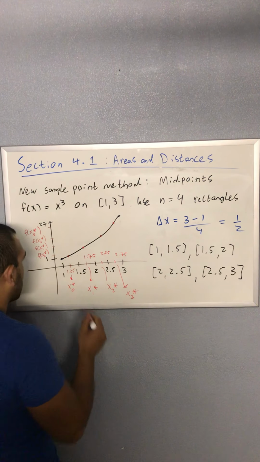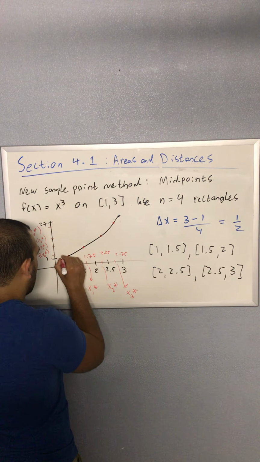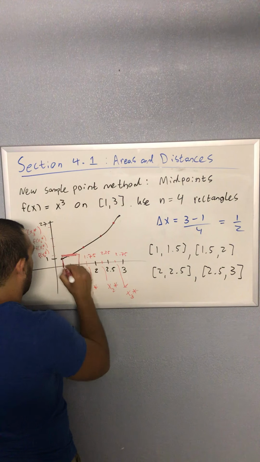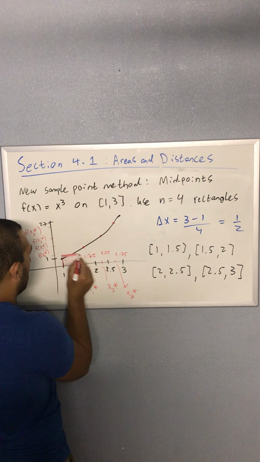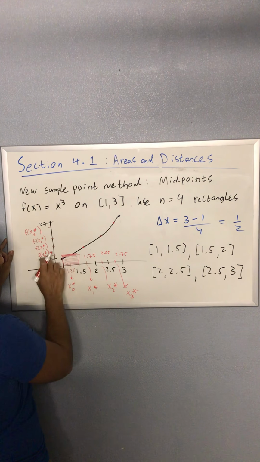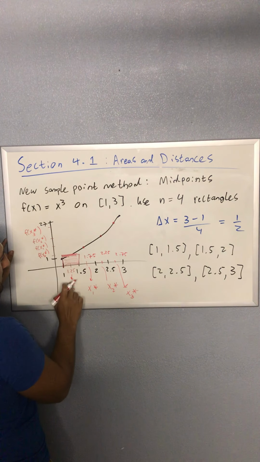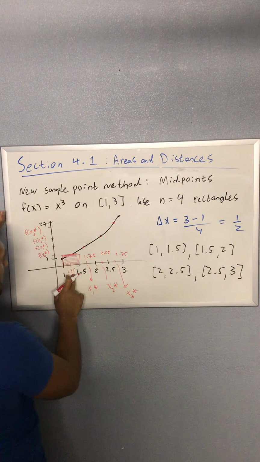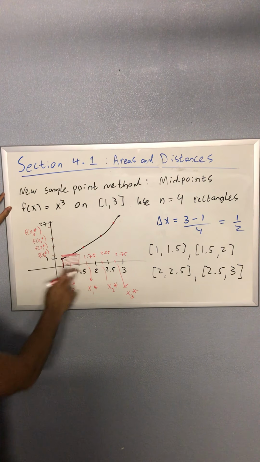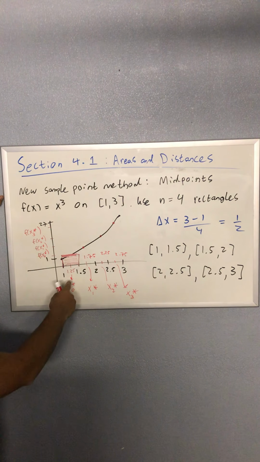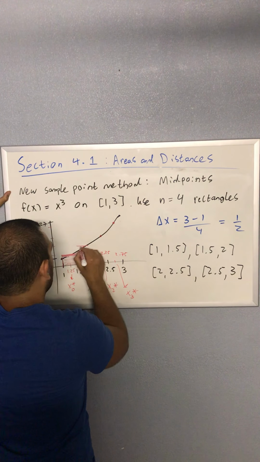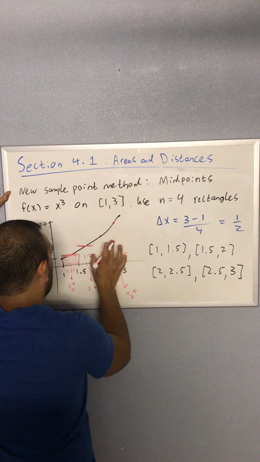And so how do our rectangles look? For this width here, we have that height. The width again is still a half. So 1 to 1.5, that's a half. But the height that we used was the output determined by sticking this number into our function. With the left endpoint, we would have stuck this into x cubed. With the right endpoint, we would have stuck that into x cubed to determine the height. But now we're just sticking in 1.25. And then the same thing here. So now the height is this, and the width is the same.